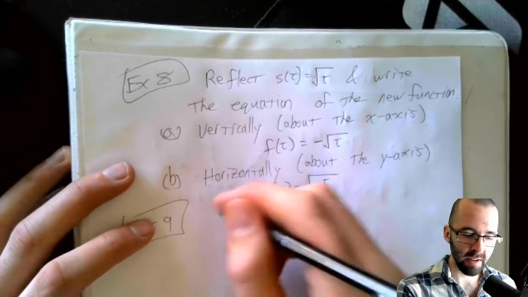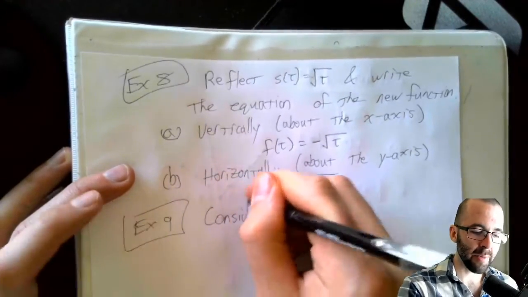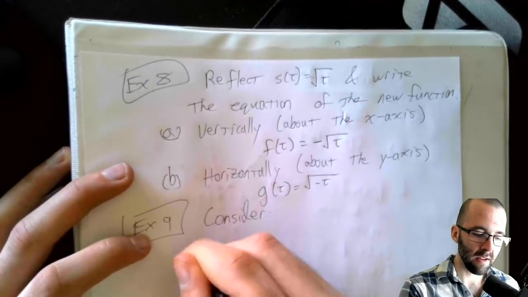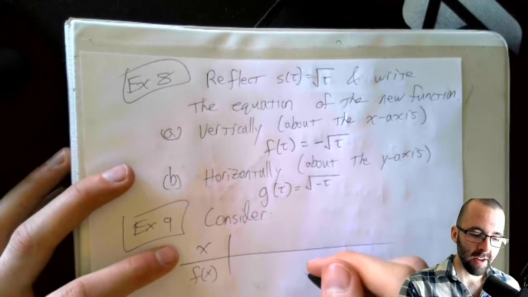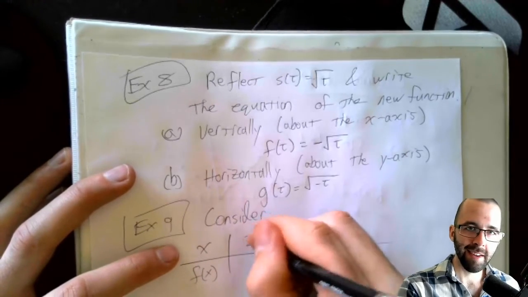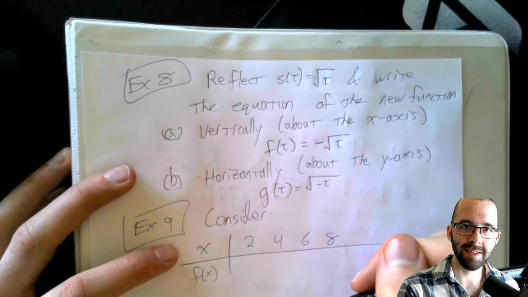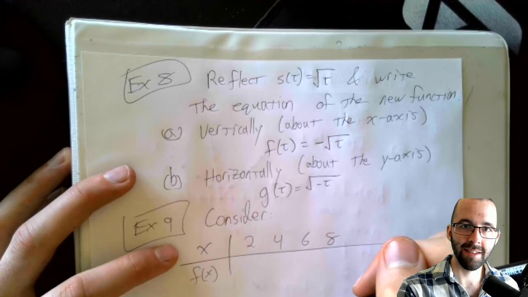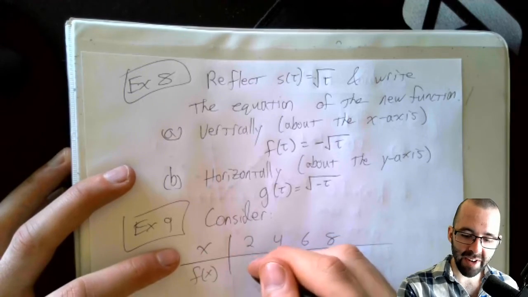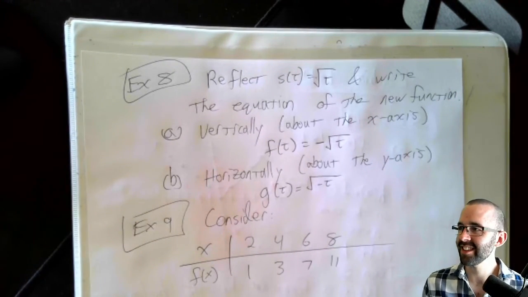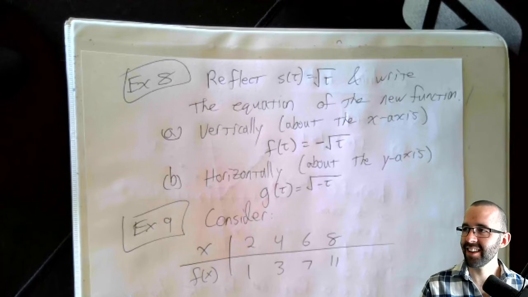So consider a function that you may or may not have seen before, where x is 2, 4, 6, and 8, and f of x is 1, 3, 7, and 11. The same old function. It's back.